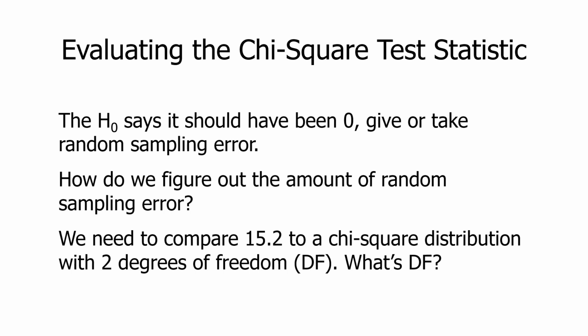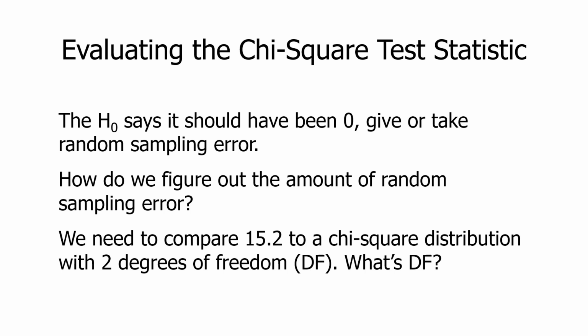How do we figure out the amount of random sampling error that's contained in that 15.2? That's a complication in chi-square that you don't run into when you're doing normal estimation. Let's talk about it. The size of the chi-square statistic that is needed to, I'll just say, beat the null hypothesis, depends on the degrees of freedom in a table, or the number of rows and columns of a table.